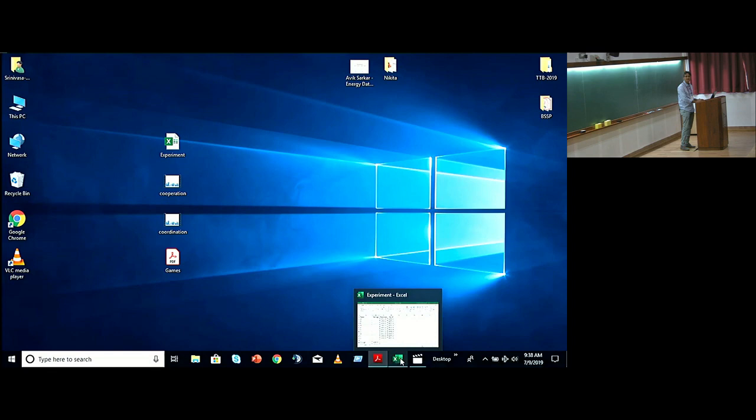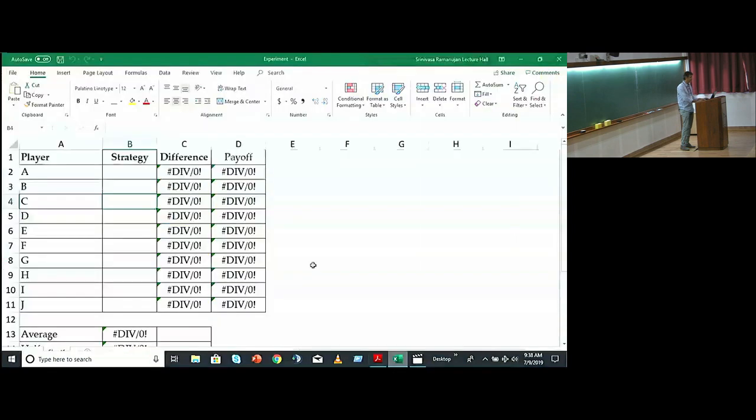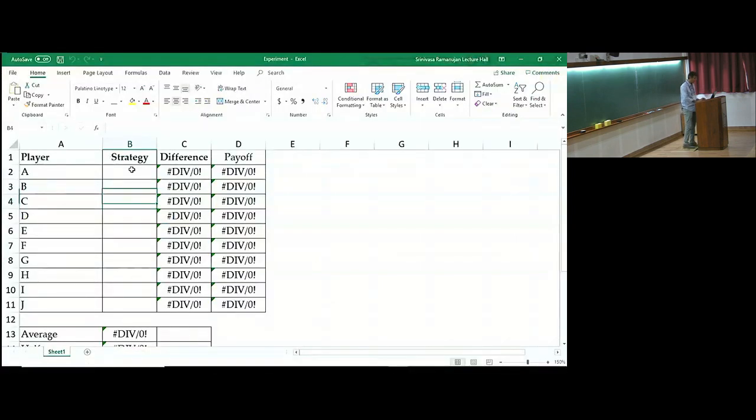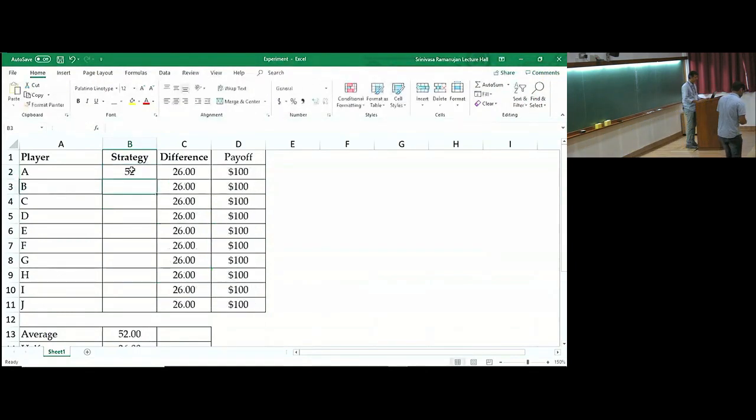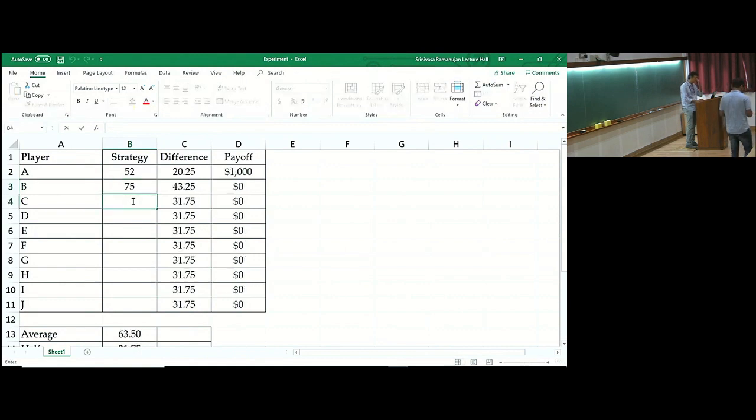You have 10? Okay, let's enter the results. Can you open one of them at random and tell me the number. 52. 52, okay, next. 75. 75, okay. Now let's stop for a second and see what we have so far. We have 52 and 75, and you can see the average here is 63.50.